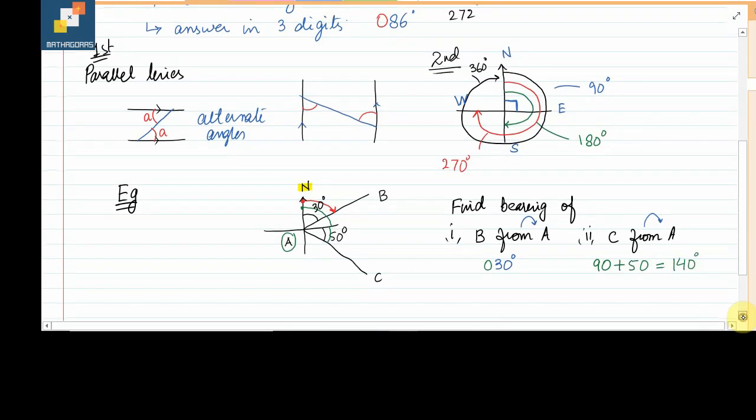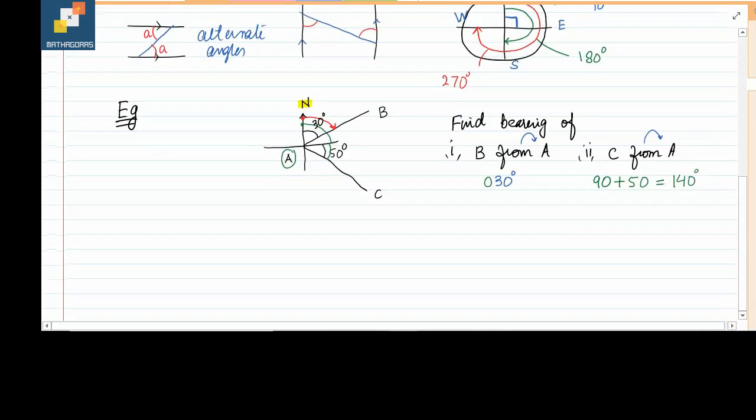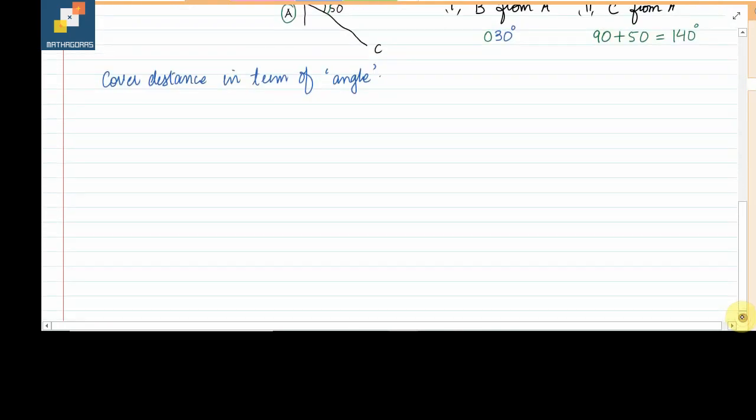Moving on to some more examples. Now keep in mind, in short and in the easiest way, what is bearing? You need to cover a distance, but in terms of angles. That is very important. Now I'm going to write it down. You need to cover distance in terms of angle. That is what bearing is all about. Okay, so moving to the next example.